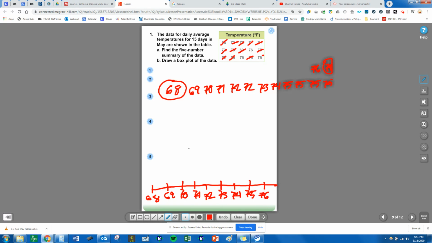We're going to do two parts at once here. On the left, I'm going to be coming up with the 5-number summary, which is sort of a summary of the data. I found the min was 68 and the max was 76. And I'm going to put a line right above each of those on my number line. That's going to help me make what's called a box plot, or a box and whisker.